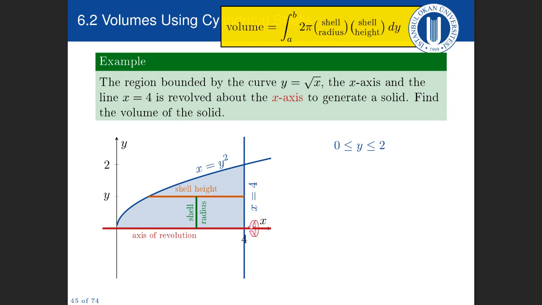The shell height: on the right-hand side, it's 4, and on the left-hand side, it's y squared. Right minus left will give us 4 minus y squared. And the shell radius: the top is at y and the bottom is at 0. y minus 0 is y. The shell radius must be y.